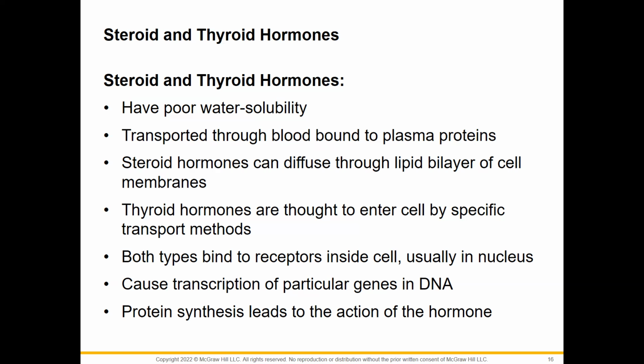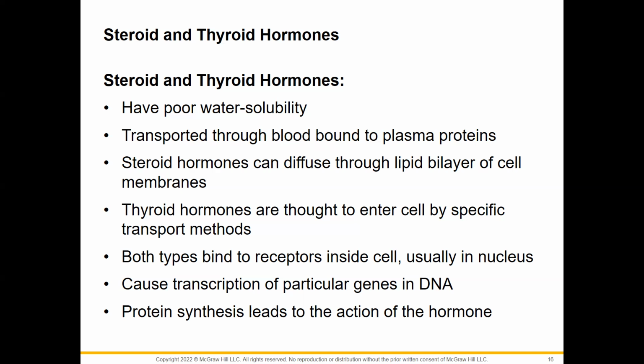So this hormone was outside of the cell. It diffused, it moved across that cell membrane and is able to just float around in the cell freely until it meets up with the receptor that is also inside the cell, usually inside the nucleus. Once that receptor and the hormone bind together, it will cause transcription of some part of the DNA.